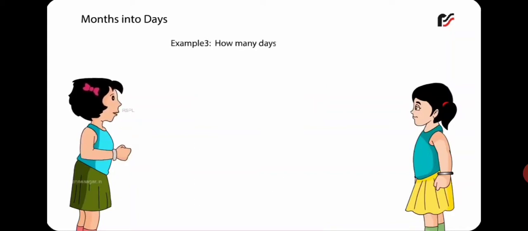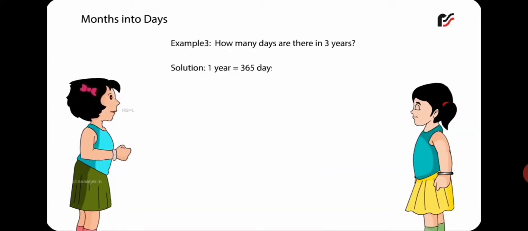Example 3. How many days are there in 3 years? Solution. 1 year equal to 365 days. Therefore, 3 years equal to 3 into 365 days equal to 1095 days.